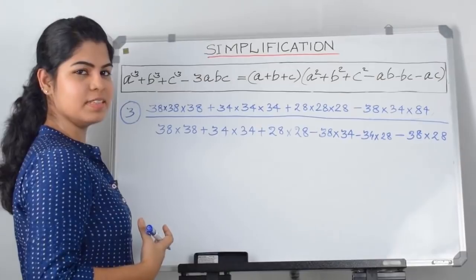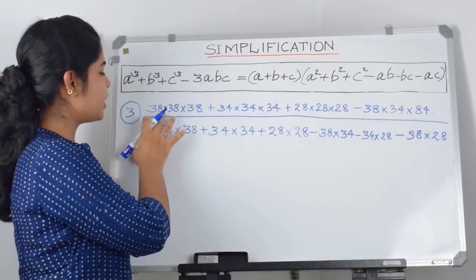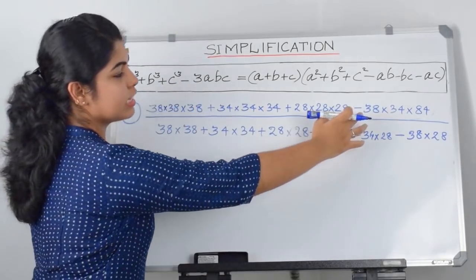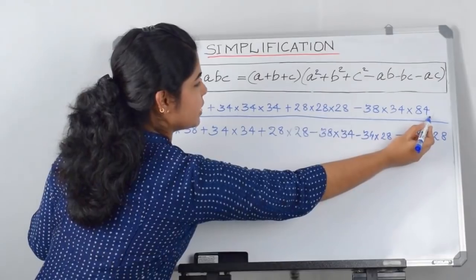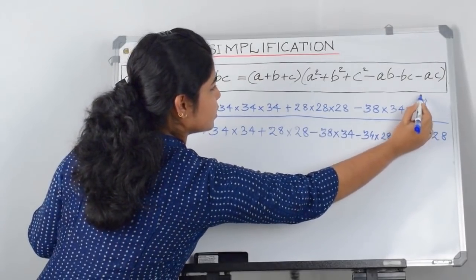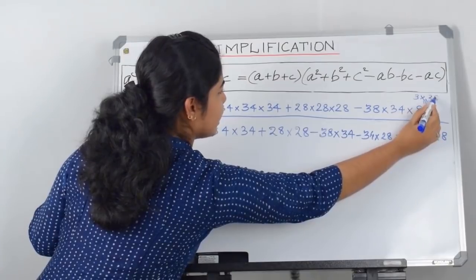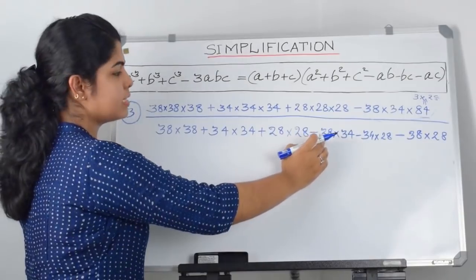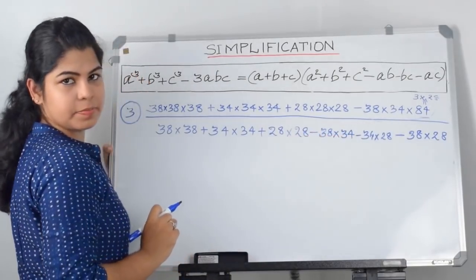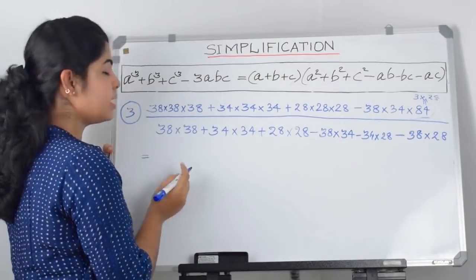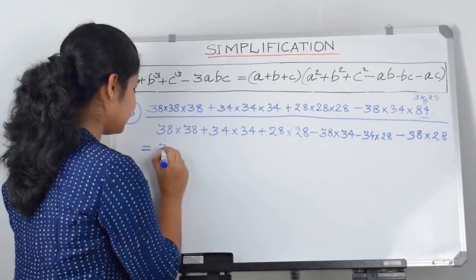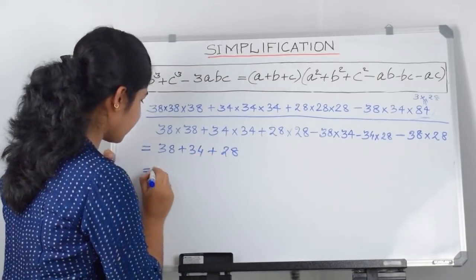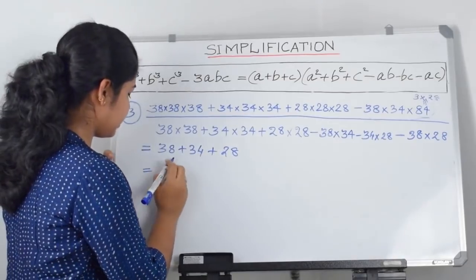Let us solve one more example. See, in this question also the numerator part is in the form a cube plus b cube plus c cube minus 3abc. See, here 3 is not written but it is already multiplied here. 84 is equal to 3 into 28. Now the denominator part is in the form a square plus b square plus c square minus ab minus bc minus ac. So what will be the answer? The answer will be sum of a, b and c. 38 plus 34 plus 28. So our answer will be sum of this and that is 100.